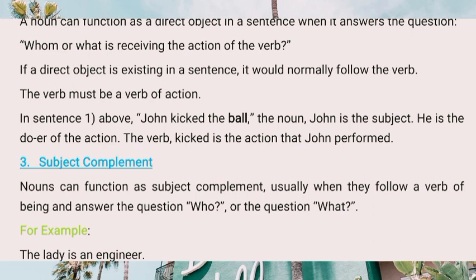John is the doer of the action. The action is kicked, and the action has been performed against the ball. So ball is the object of the sentence. That is to say, the object is that which the action is performed against in a sentence.